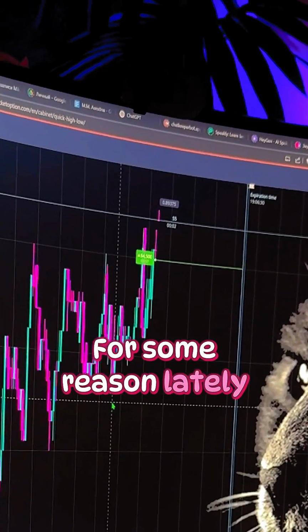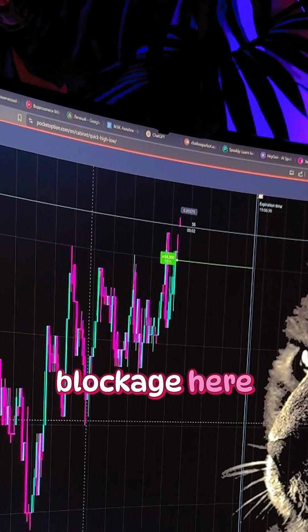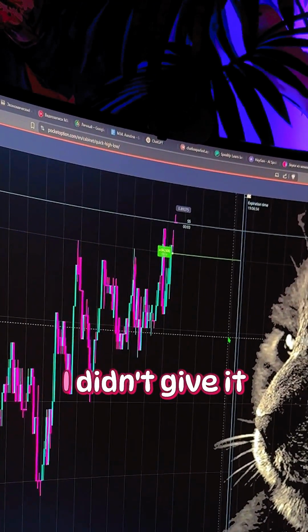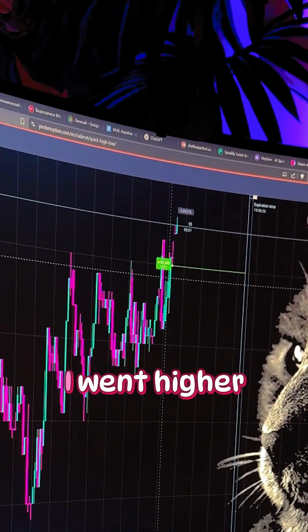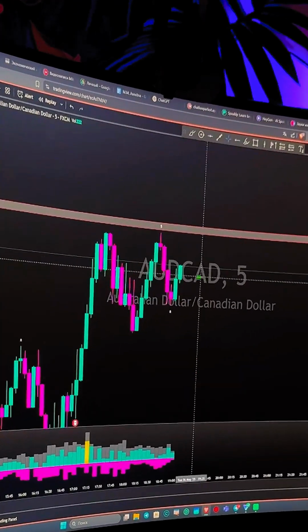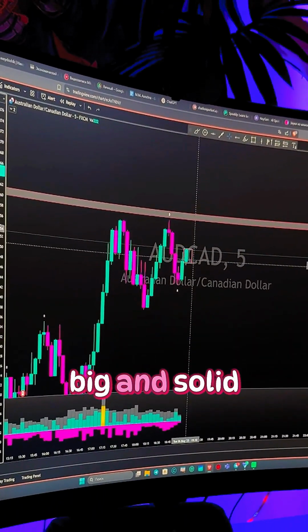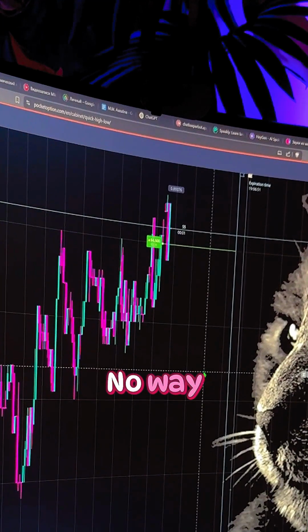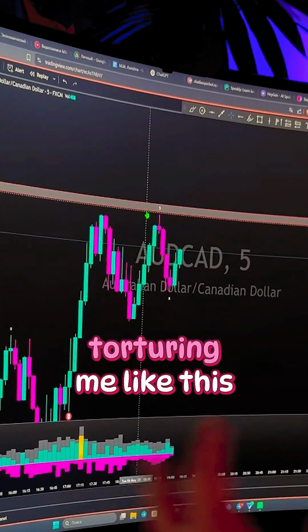For some reason, lately, we've started drawing this blockage here. It's a pity that I didn't give it back. But in the end, I went higher. That's unfortunate. So overall, we basically stayed near the opening point. Nothing happened. And the candle is big and solid. Plus, it doesn't take it back. No way. Why is it still torturing me like this?